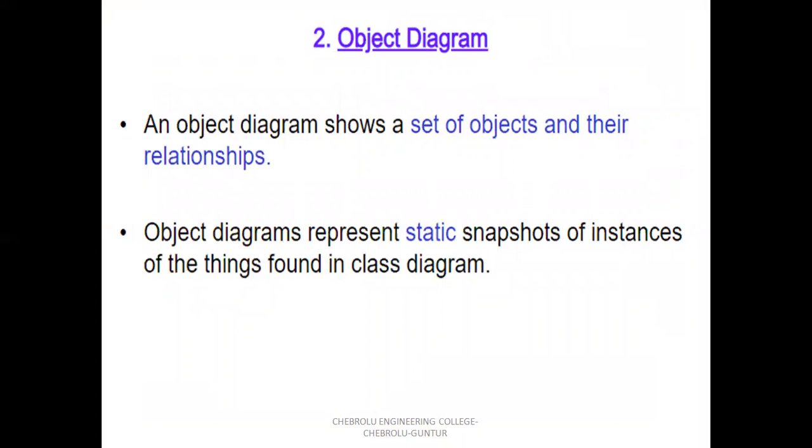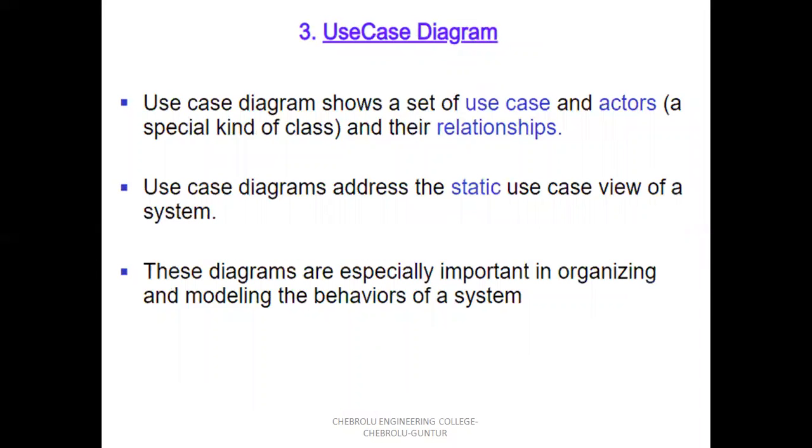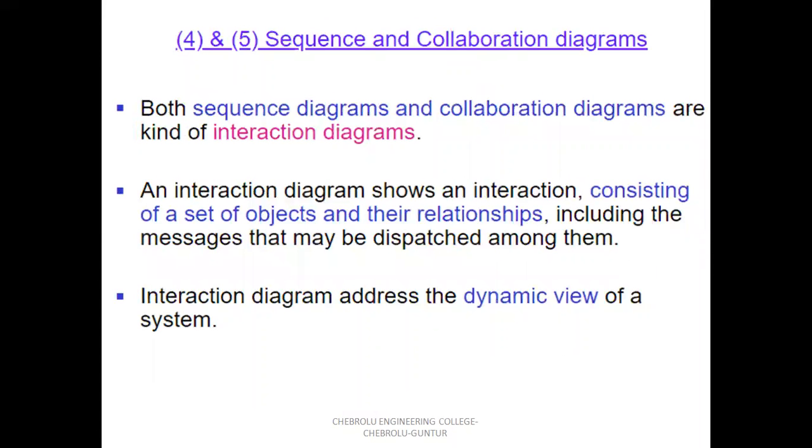Object diagram: the object diagram shows a set of objects and their relationships. The object diagram represents a static snapshot of the instances of the things found in the class diagram. Next one, use case diagram. The use case diagram shows a set of use cases and actors and their relationships. The use case diagram addresses the static use case view of the system. These diagrams are especially important in organizing and modeling the behavior of the system.